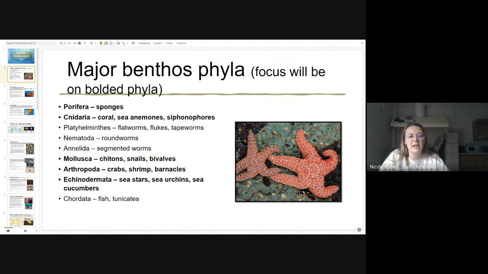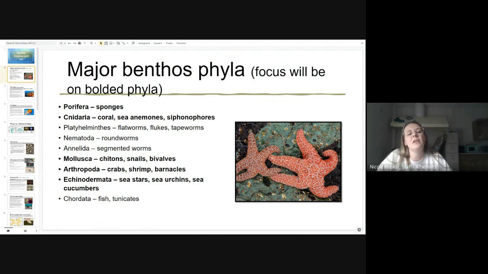So that includes chitons, snails, bivalves, gastropods, lots of different kinds. And there'll be different kinds of those that you'll need to know. Also, cephalopods are a part of the Mollusca group. Then we have Arthropoda, or arthropods, which includes our crabs, shrimp, lobsters, and barnacles. Also spiders, but these are our marine arthropods.